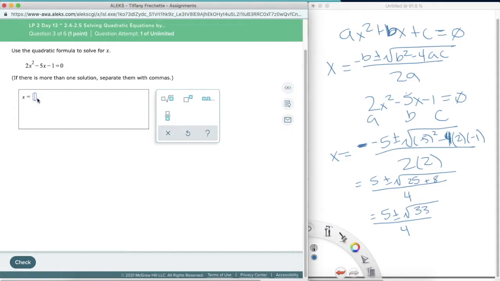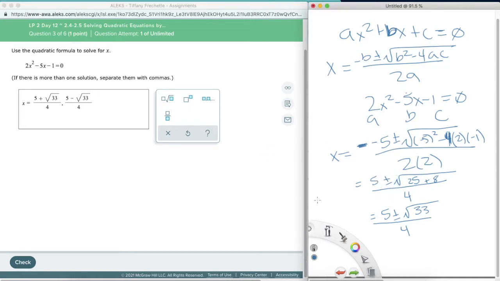Remember, this is two answers. I have 5 plus the square root of 33, and I should have put this into a fraction, so I'm going to highlight the whole thing. Click fraction over 4, and then I'm going to hit comma and do the same thing. It's going to be 5 minus the square root of 33. So I need to separate these out because there is no plus minus button here, right? So I have to type them both in this way. Plus minus, when we do it this way, is kind of a quick way to show that there's two answers. But a lot of the time you have to type it in separately on the program.